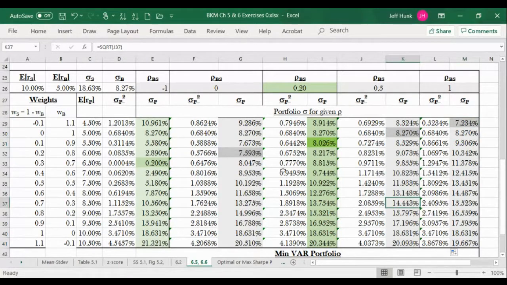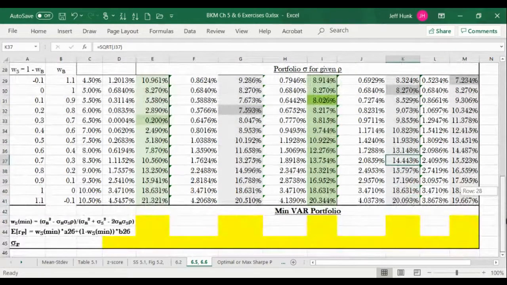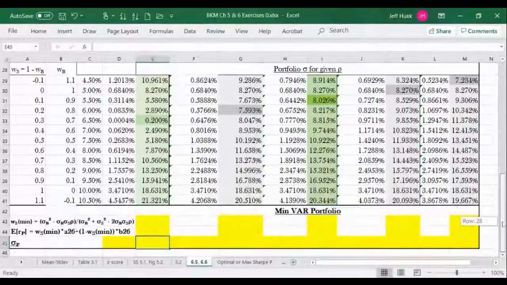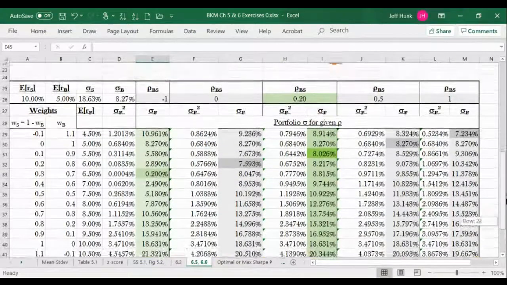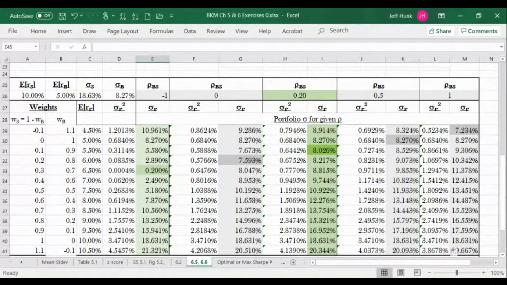Oh. Well, what did I do here? Basically it's what we've done, but if we use the minimum weight formula and find the return and standard deviation of the portfolio under these correlation coefficients, what's it going to be?